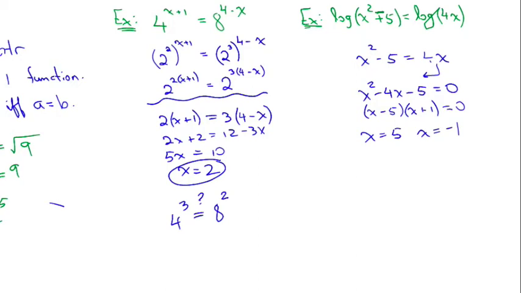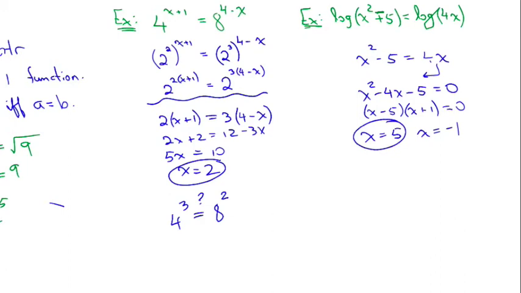All right, so are both of them my answer? No? Let's try 5. If you take 5 and plug it back in here, you get 25 minus 5, which is 20. Log of 20 on that side. Over here, if you put 5, it would be 4 times 5, which would also be log of 20. So this is a perfectly fine answer.